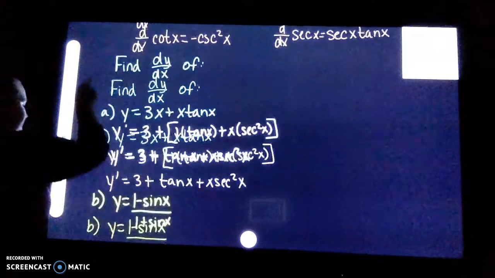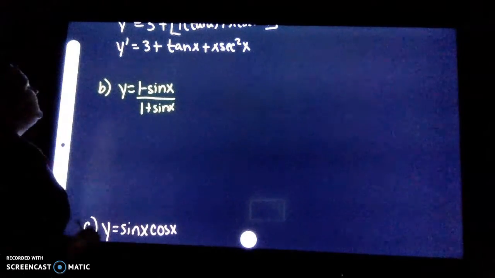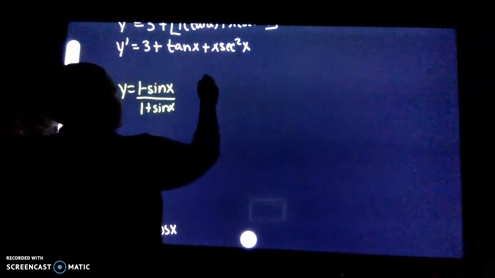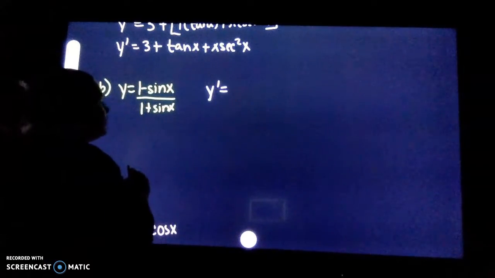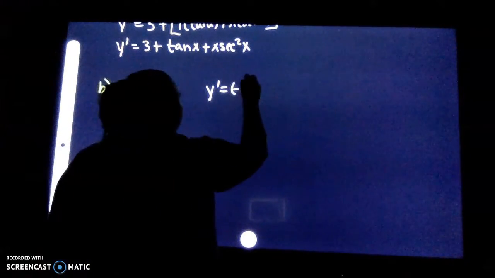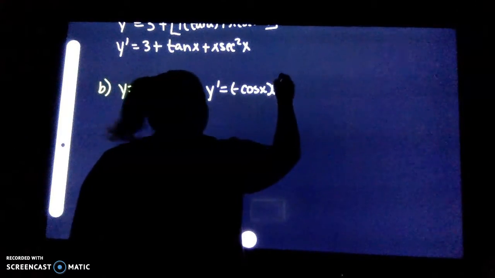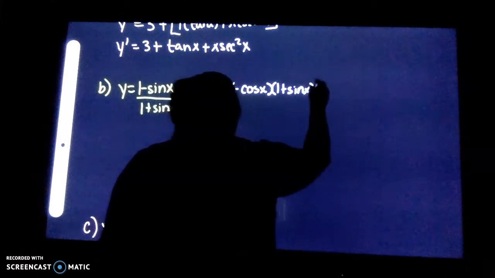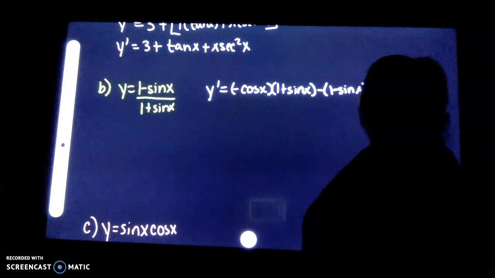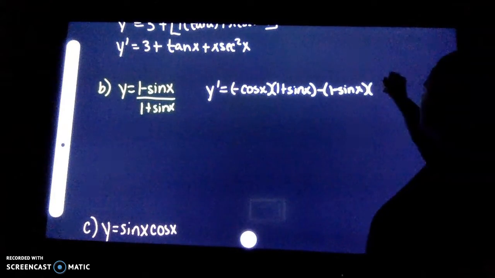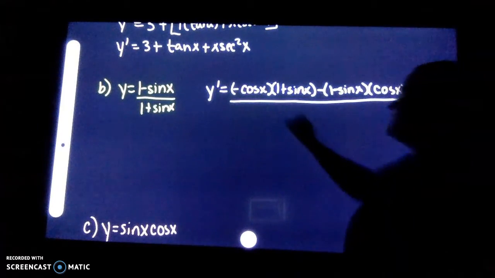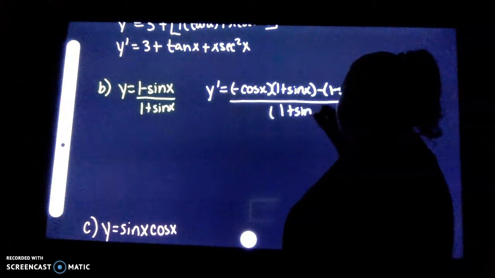Next problem is going to be a quotient rule problem. So I have y equals 1 minus sine of x over 1 plus sine of x. So I'm going to go ahead and start my derivative. I take the derivative of the numerator. Derivative of 1 is 0. Derivative of negative sine is negative cosine, times my original denominator minus my original numerator times the derivative of my denominator, all over that denominator squared. So I'll square that out later. I'm just going to write it for now.